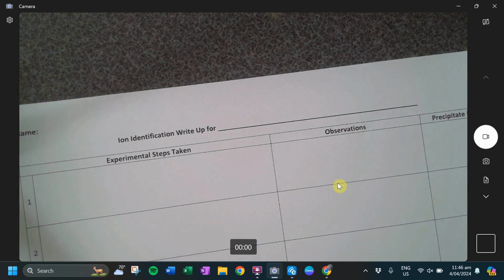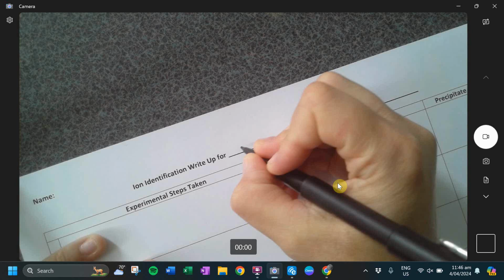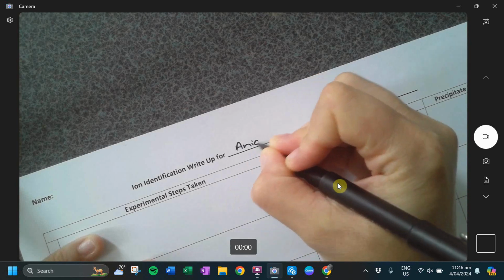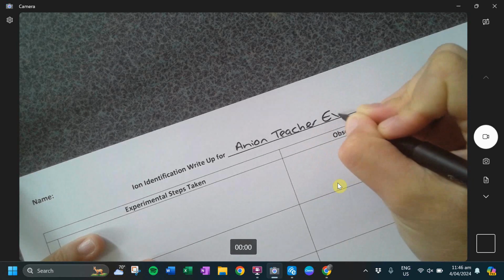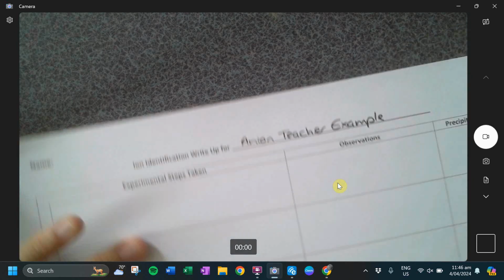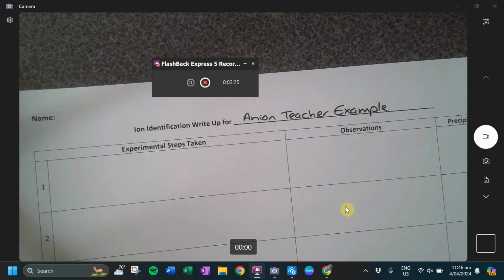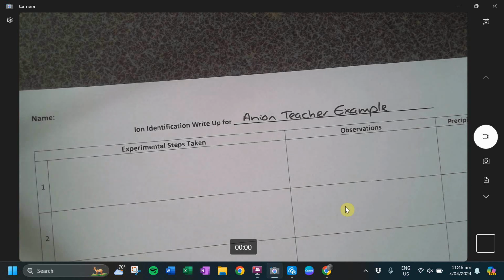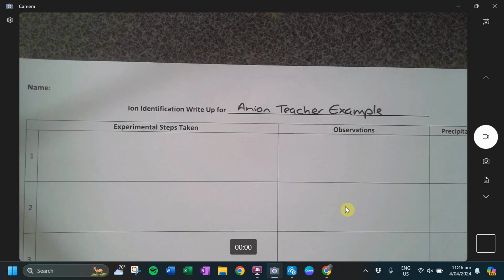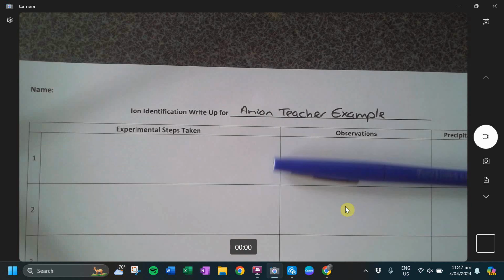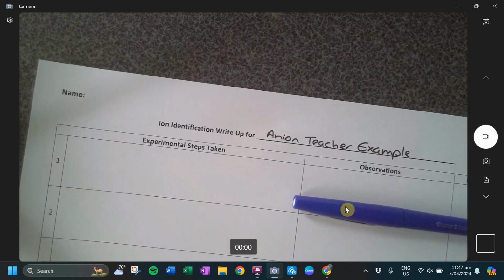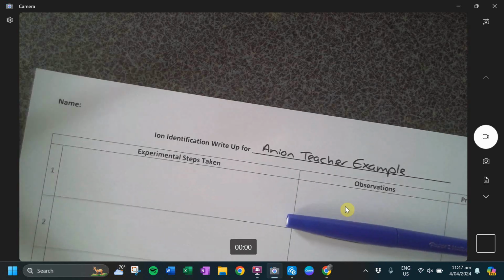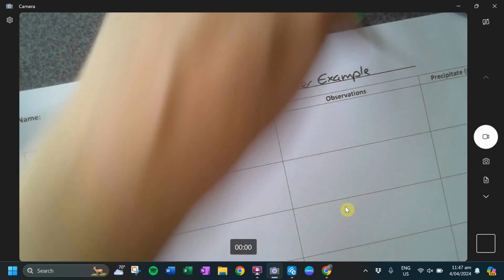Alrighty. So, we are doing the anion identification write-up for the anion teacher example, so that way you have one for your notes. Just checking I'm recording again. I am. All right. Just grabbing my colors so we can color code. We want blue, we want red, and we want green. There we go. Everything I need.